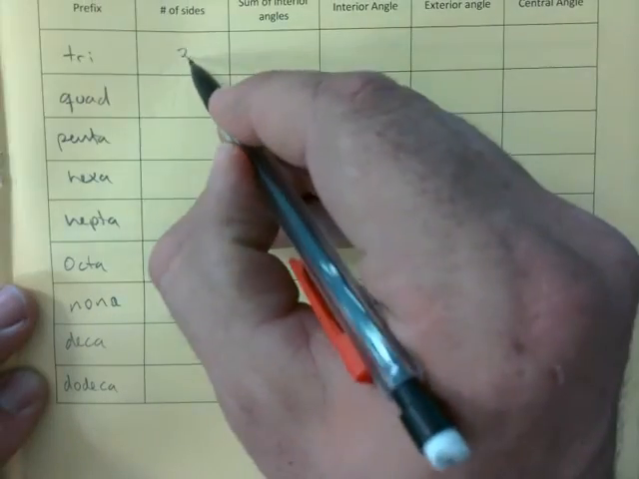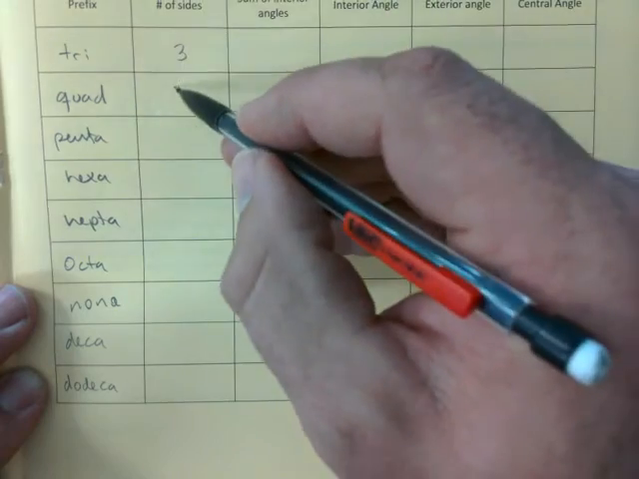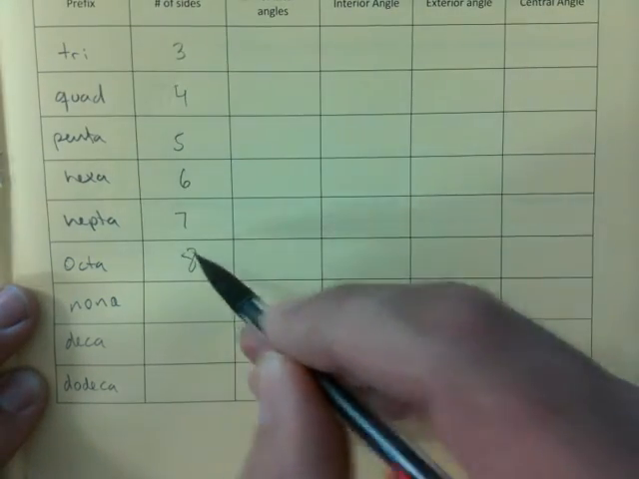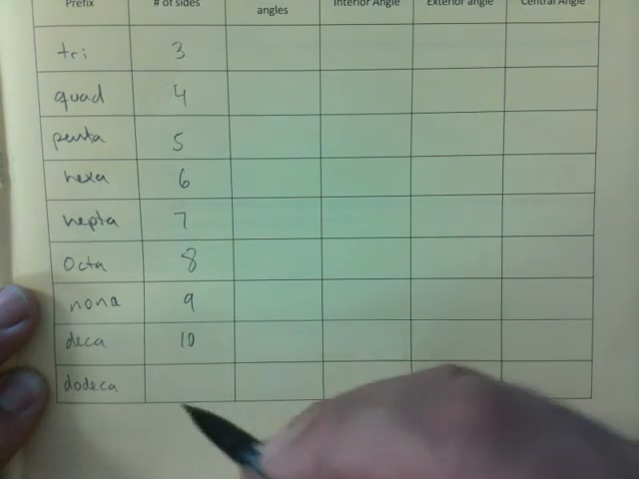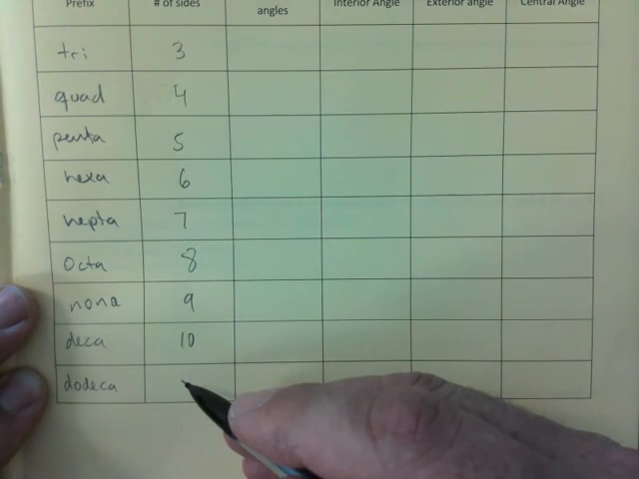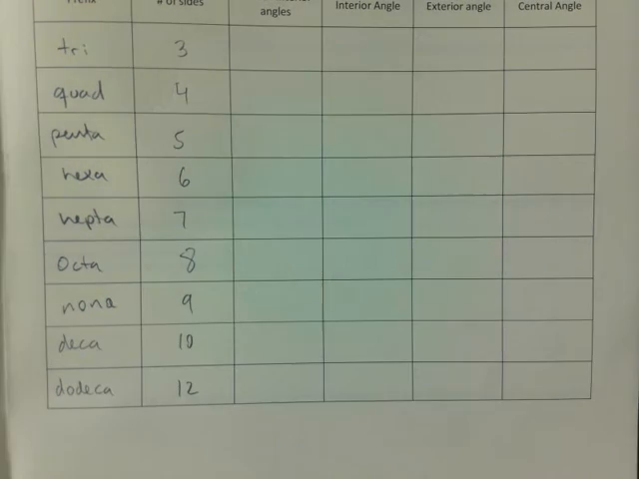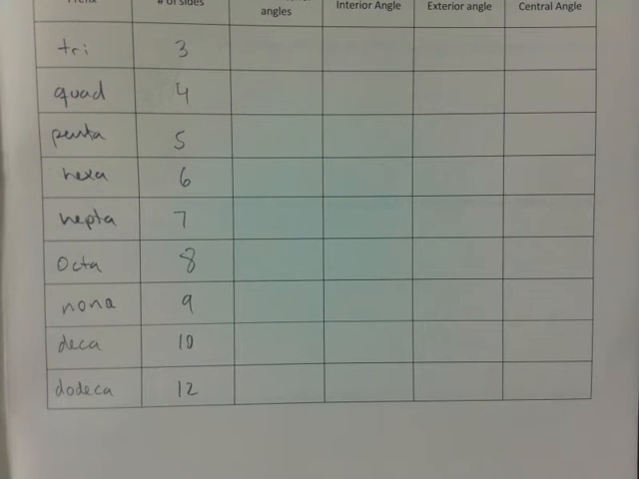So number of sides: 3, 4, 5, 6, 7, 8, 9, 10, 12. As far as I know, there's no particular name for the 11th. I'm sure there is, but these are the ones that are going to come up here and there, and I need you to know dodeca. That's a 12-sided polygon.